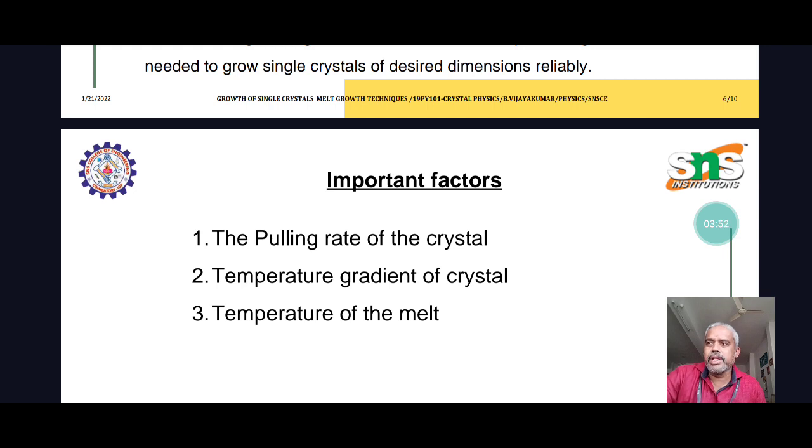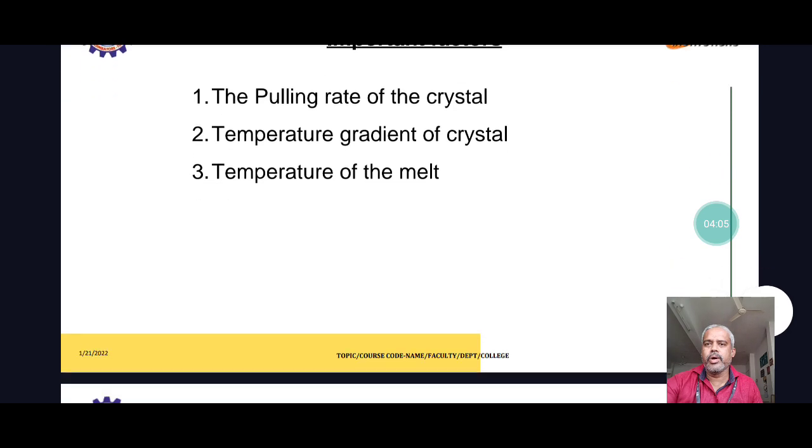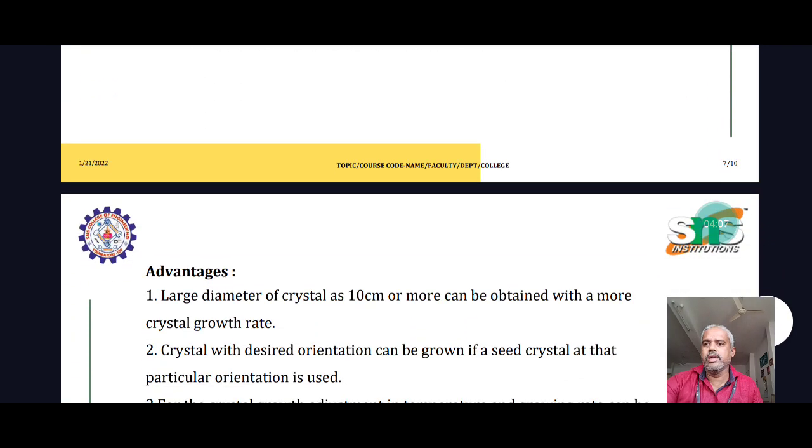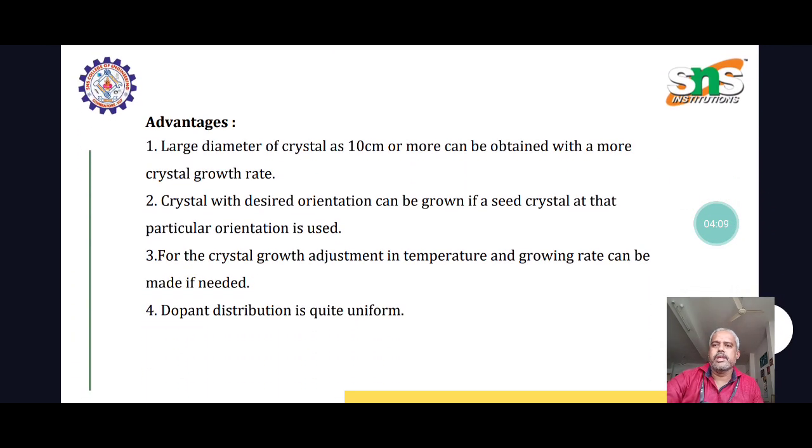The third one, the temperature of the melt, is very important because the freezing point and melting point will change in the liquid phase, which changes the growth rate. So these three factors are very important. Now the advantages. A large crystal diameter of 10 centimeters or more can be obtained with a higher crystal growth rate. This is one of the best advantages of the Czochralski method.